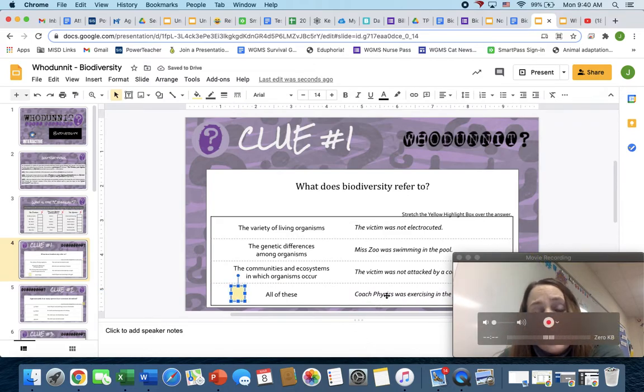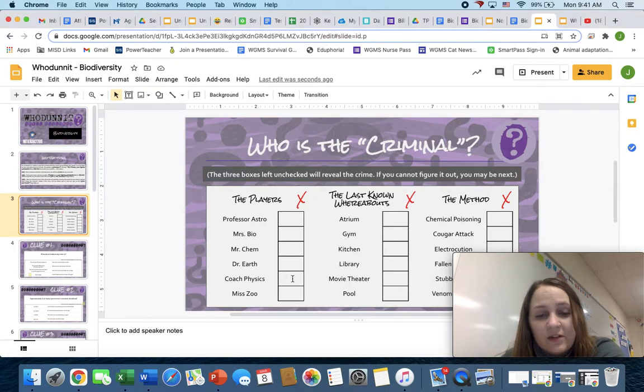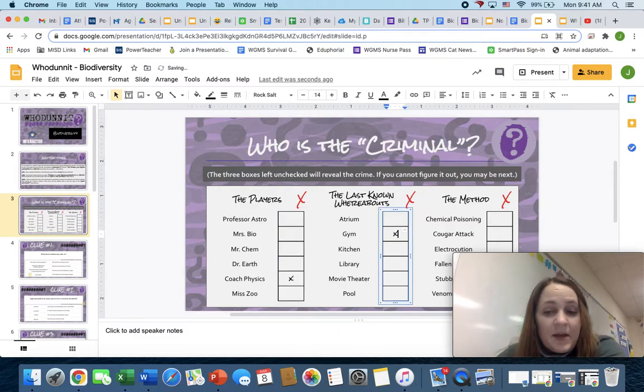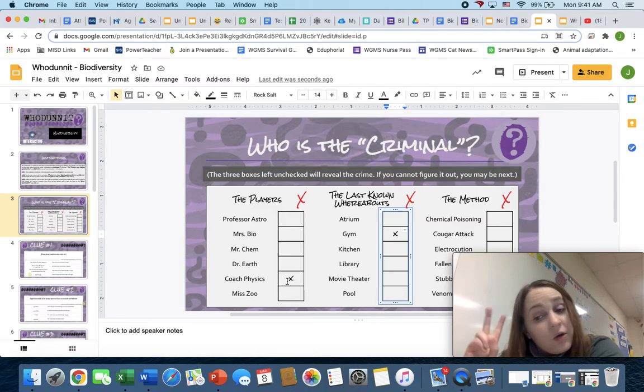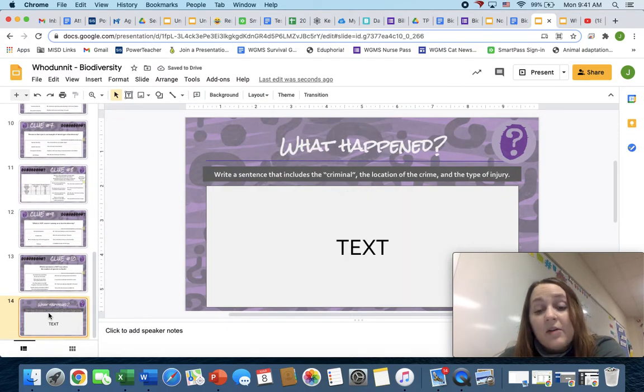And it tells me that Coach Physics was exercising in the gym. So I go back to my chart. I'm going to put an X by Coach Physics. So I click on it, type X, and then I'm going to put an X by the gym because that's a clue that it gave me. Each correct answer is going to give you a clue. Go back to your chart and put an X by what it's telling you. Whatever's left over is going to be our criminal and how they injured the victim.